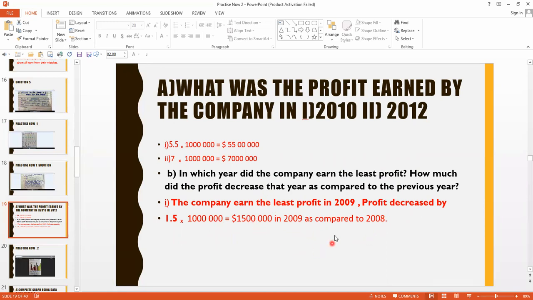In 2009 it is decreased by 1,500,000. As compared to 2008, it is decreased by 1,500,000 in 2009. Clear? And how do I find it? By seeing the question again, I have to tell you.